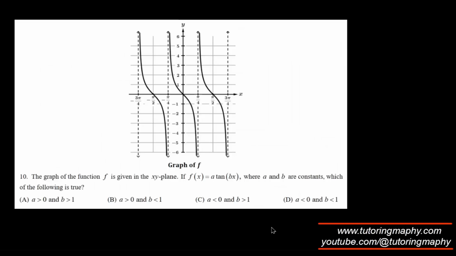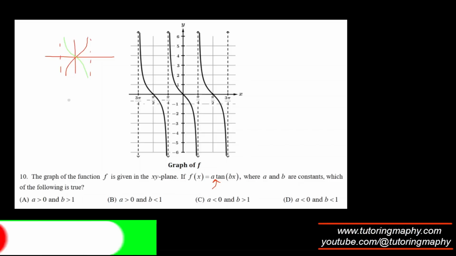Right, graphical transformation. So we are given a graph and they're asking that if the equation of this graph is a tan bx, then compare a and b. Remember, they're not really asking about the actual values. It doesn't really matter. We can just analyze from our knowledge of transformation. For example, a regular tan x curve looks like this, right? Just one wave of it looks like this. And if a becomes negative, that becomes a reflection about the x-axis.